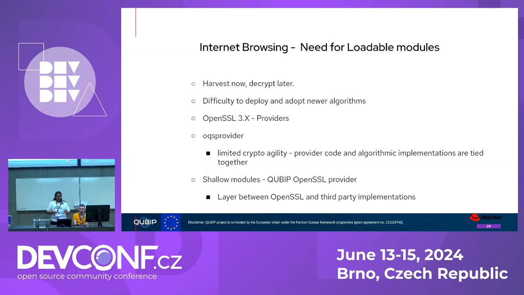So the new concept is to develop something called a shallow module. With this shallow module, there would be a new QUBIP OpenSSL provider. This will only act as a layer between OpenSSL and other third parties, so you don't have to change anything in the provider. The provider can then talk to many different newer projects that come up as the standards change, and they can talk to the newer algorithms that are going to be in place without actually recompiling OpenSSL itself. So I think this is going to be a big win.